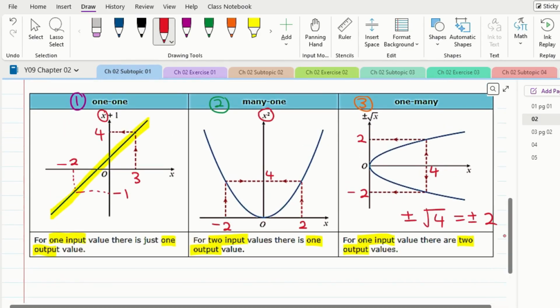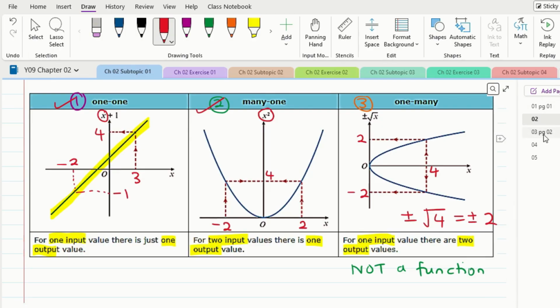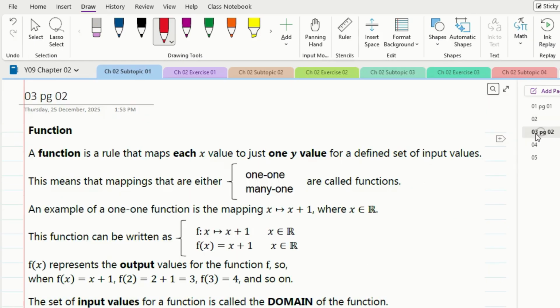And if you notice in the video that I gave you the link to before, if you watch it, this is not a function. Okay, the third type of mapping is not a function. Only the first, which is one to one, and the second one, which is many to one, are functions, because you're supposed to only produce one output. All right, moving on to the next page.